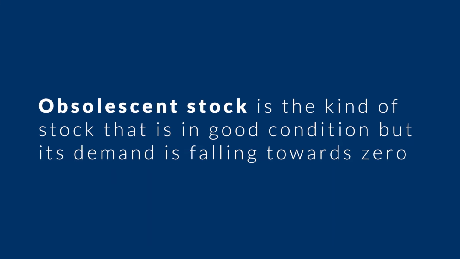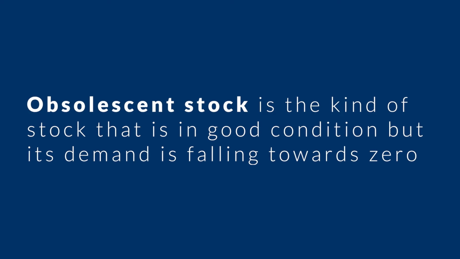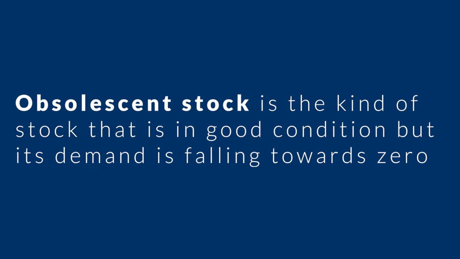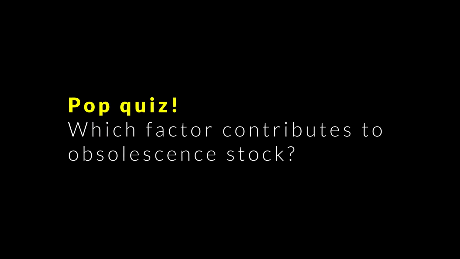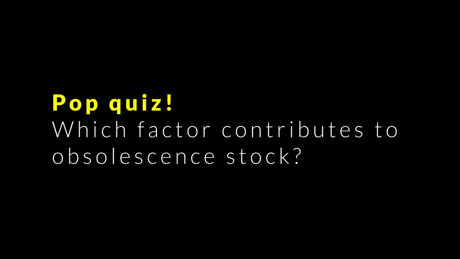So as you're doing that, you need to know which of the stock that you're holding is obsolescent and which is redundant. Okay, what is the difference between those two? Obsolescent stock is the kind of stock that is in good condition, but its demand is falling towards zero. So once that demand is zero, nobody's going to buy that stuff. You're just going to have it, but the customers are not interested in it.